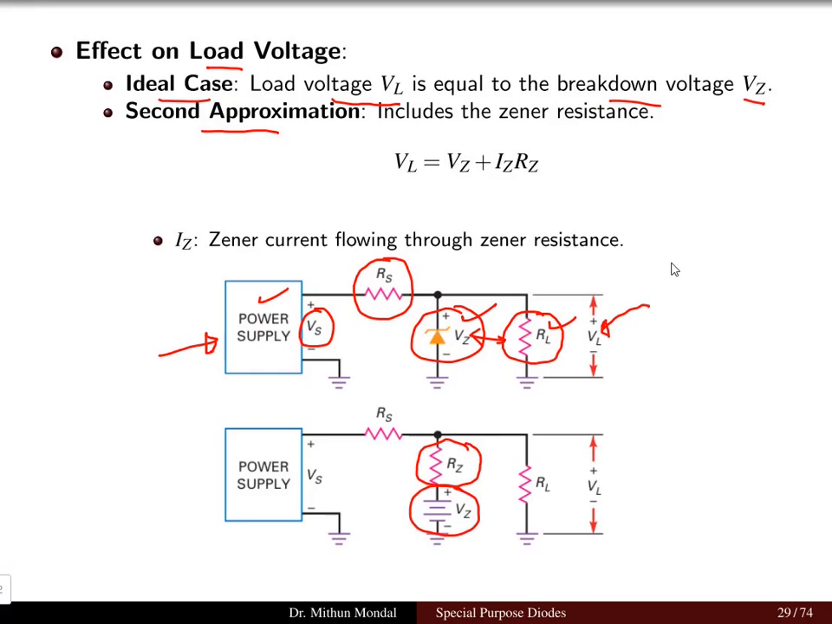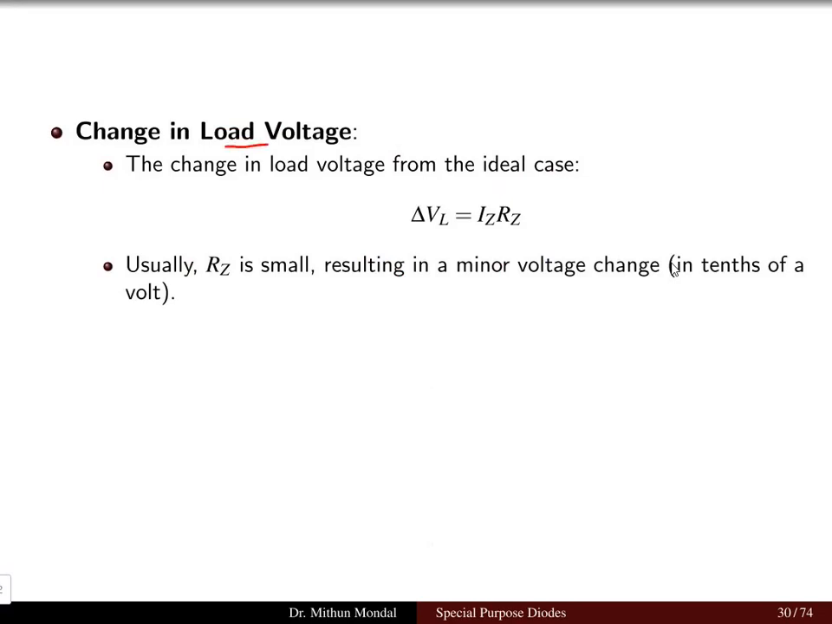However, if we include the second approximation to include the resistance Rz in series with the battery Vz, then the total load voltage will now be Vz plus Iz into Rz. Now the voltage across the load VL will be a summation of these two voltages, which is Vz plus the total drop across the Zener resistance, where Iz is nothing but the Zener current flowing through the Zener resistance. So the change in the load voltage that we observe from the ideal case is nothing but the drop across the Zener resistance.